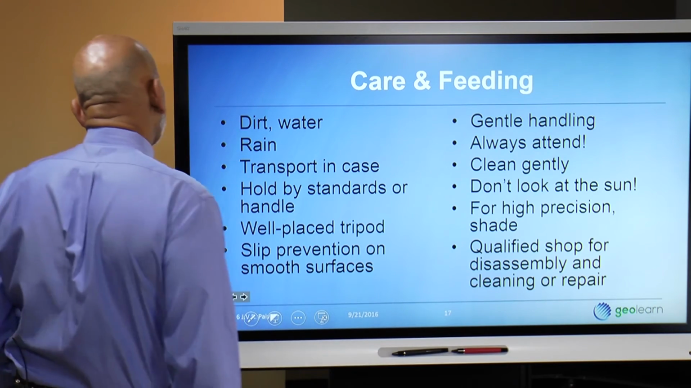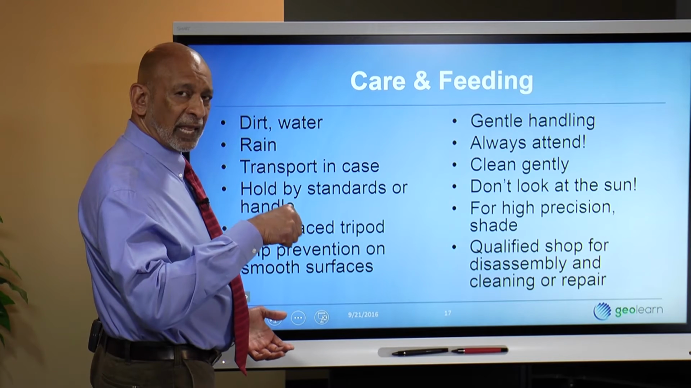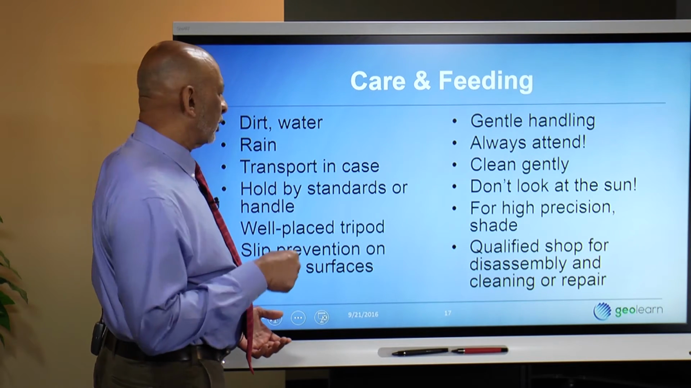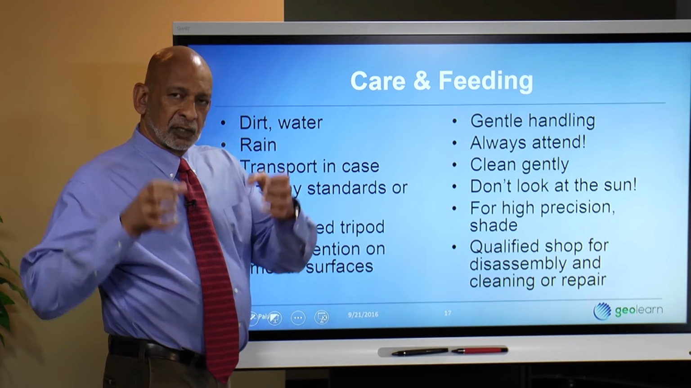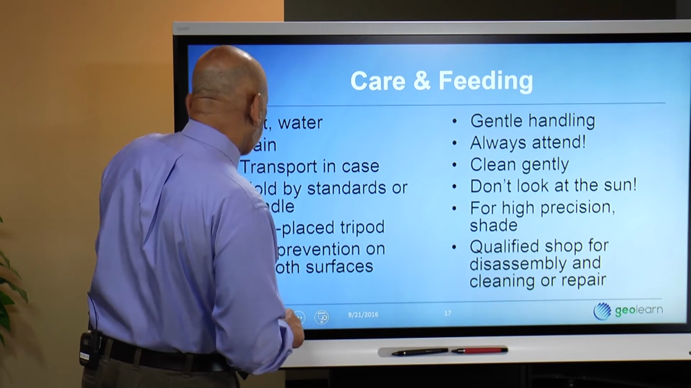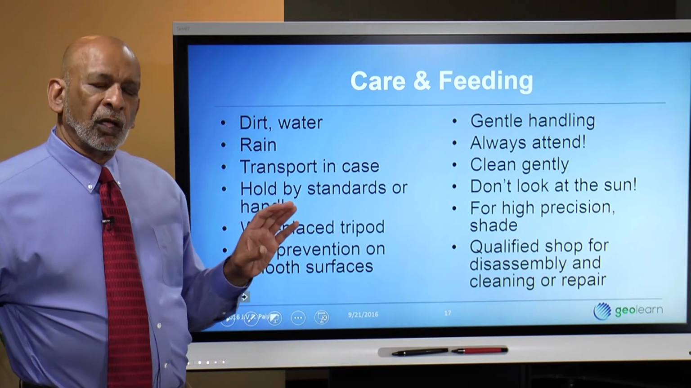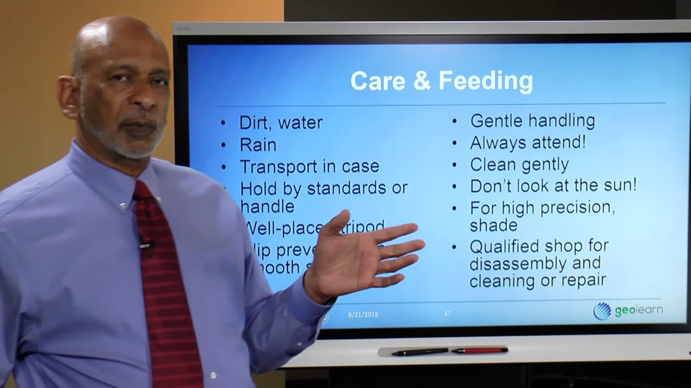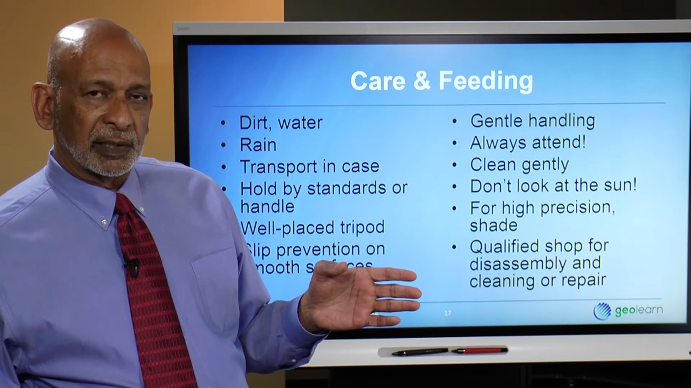When you have the instrument, you either carry it by its handle, as long as the handle was designed to support the instrument, or you hold it by the standards, the yoke that holds the horizontal axis. The tripod is an essential part of safety as well as support for the instrument, to make sure you have a stable instrument when you're measuring the angles.